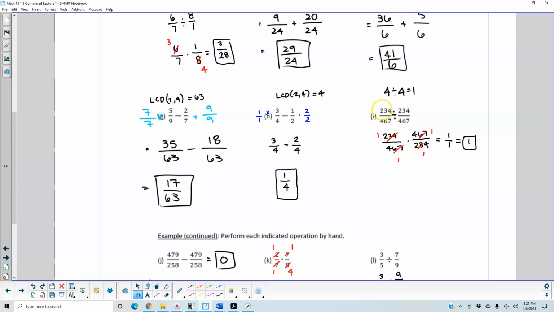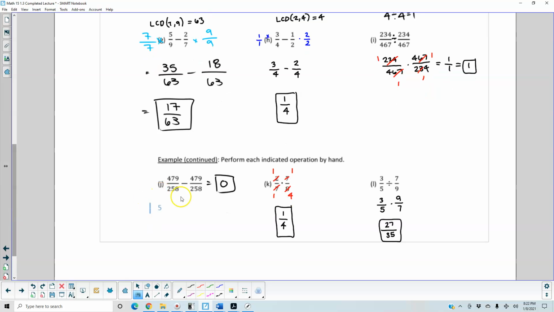Over here, we have 234 over 467 divided by 234 over 467. Since we're dividing, we need to change this to a multiplication and take the reciprocal of this fraction. So we have 234 over 467 times 467 over 234. We can simplify the 234s to make those 1. 467 goes into 467 one time, which 1 times 1 is 1. 1 times 1 is 1, so 1 over 1 is equal to 1.